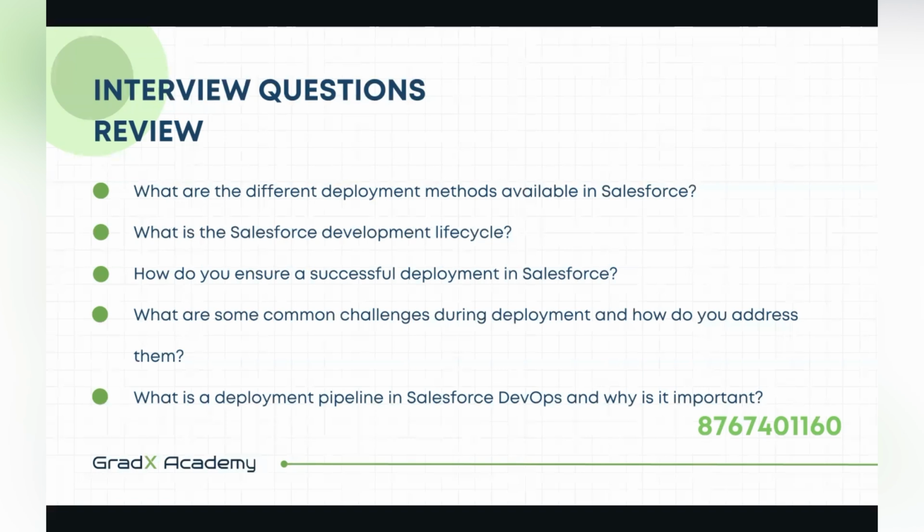Next is, what is a deployment pipeline in Salesforce DevOps and why is it important? Basically, a pipeline automates the code promotion stages, ensuring reliable and efficient deployment with reduced manual errors. That means we deploy everything depending on the code promotions across multiple stages, and we reduce the manual errors by using these methodologies.